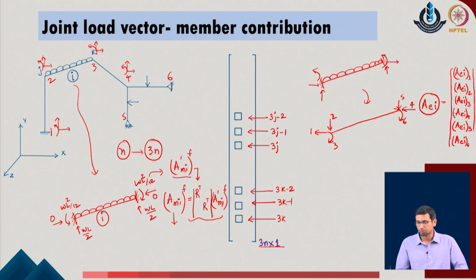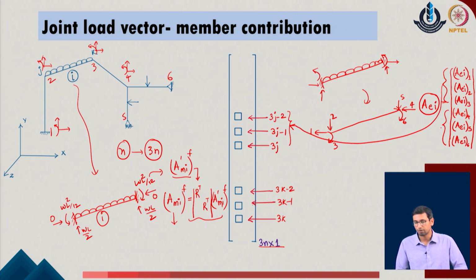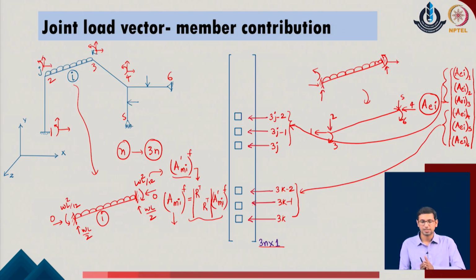These 6 values which we have located in the system, the first 3 will go to the corresponding positions of 3j minus 2, 3j minus 1 and 3j in the given system, whereas the remaining 3 values, which are 4, 5 and 6, will go to the positions with respect to joint K, which are 3k minus 2, 3k minus 1 and 3k. As I said, we will repeat a similar process for all the members, and while doing it we will ensure that the previously existing values are added on top of the newly appearing values of the given system. This way we will be able to assemble the overall load contributions of the given system.